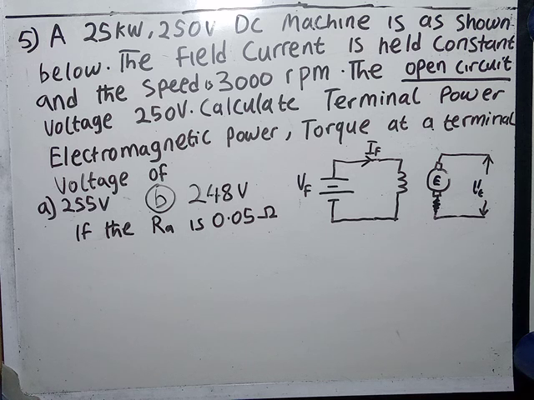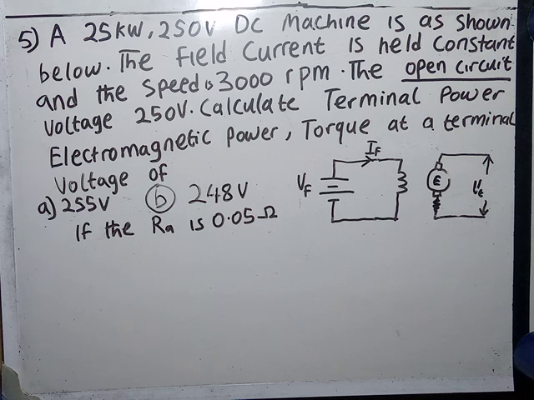on DC machine. Our question says a 25 kilowatt 250 volt DC machine is shown below. The field current is held constant and the speed is 3000 RPM. The open circuit voltage is 250 volts. Calculate 1. Terminal power. 2. Electromagnetic power. 3. The torque at a terminal voltage of 255 volts, 248 volts if the armature resistance is 0.05 ohms.